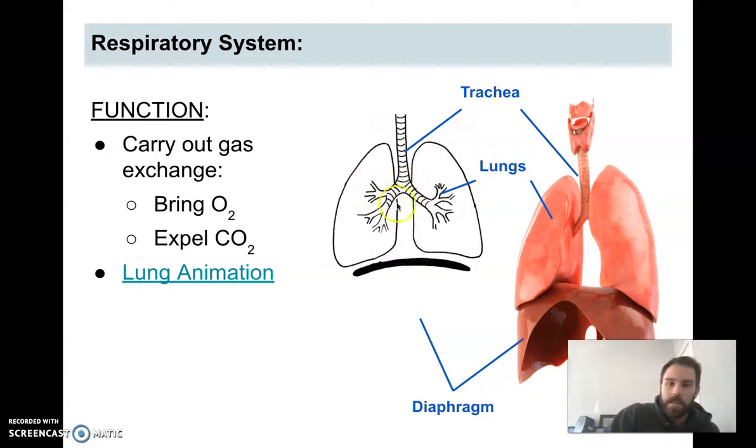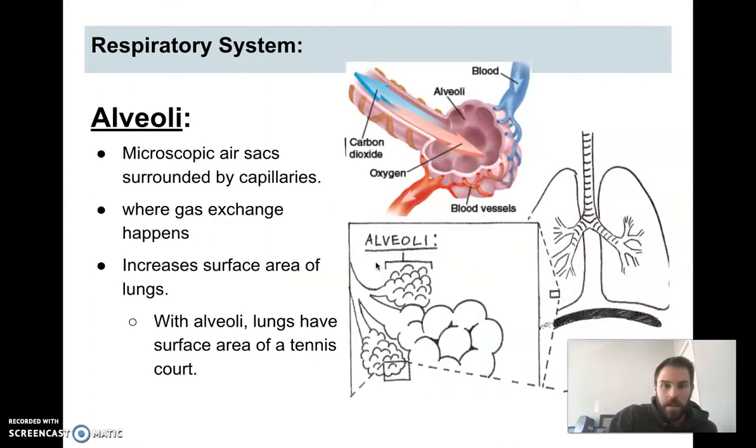And then it keeps on separating and separating until it eventually forms almost like tiny balloons, microscopic balloons at the very tips, at the very end right here. And this is where gas exchange happens. These tiny microscopic balloons are called alveoli. So this is where the gas exchange happens.